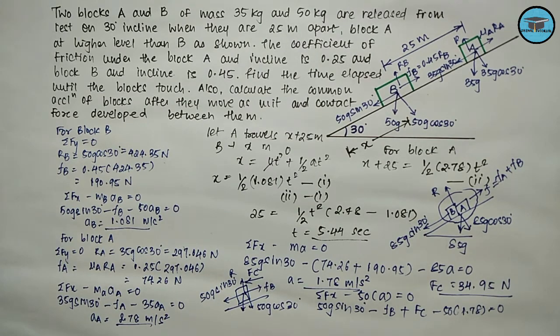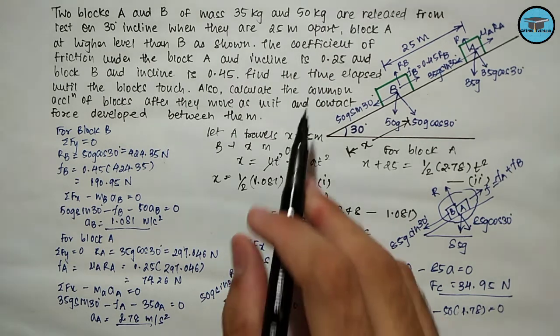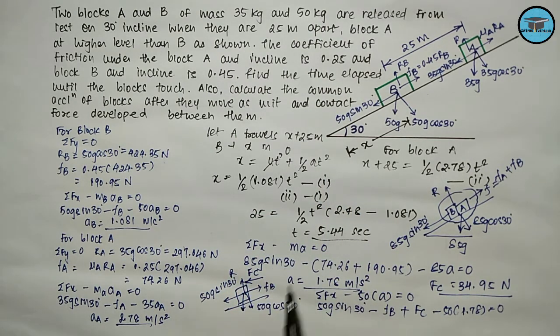So guys, we have determined the common acceleration of the blocks after they move as a unit as 1.78 meter per second square, and the contact force developed between them as 34.95 Newton.